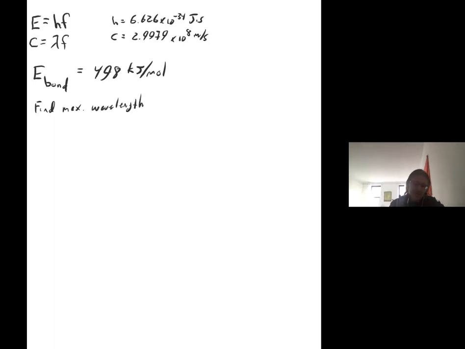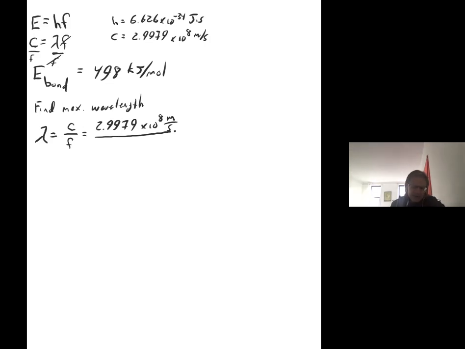Okay, so here's how I'm going to approach this. The wavelength is lambda. So how do we find lambda? Lambda is equal to C divided by F. You just divide both sides by F, right? So in order to find this maximum wavelength, we've got to have the speed of light. Well, we've got that. That's just a constant. And then we have to divide that by F.